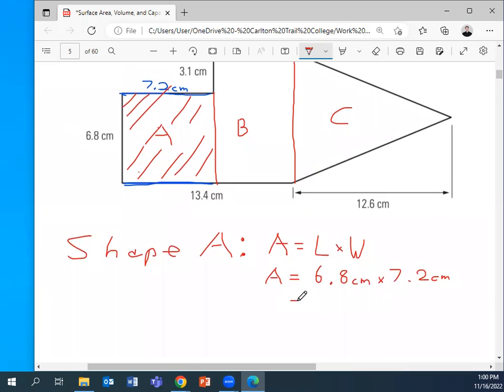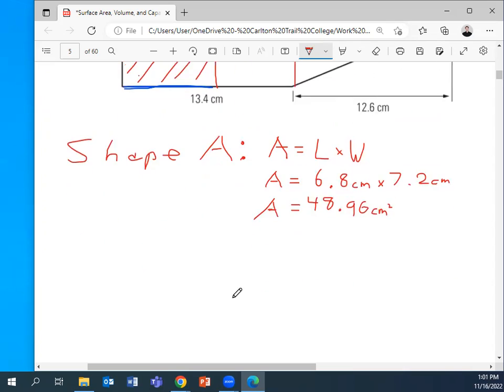And if I calculate those out, that's going to give me 48.96 centimeters squared. Perfect. So the area here is 48.96 centimeters squared. Perfect. We're going to do shape B now. So I'm just going to write shape B down below.